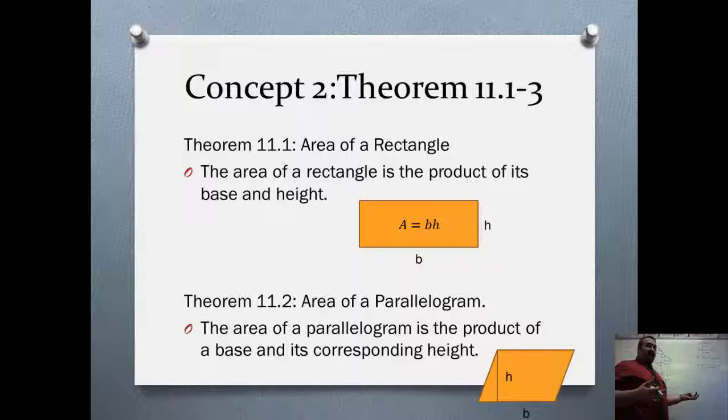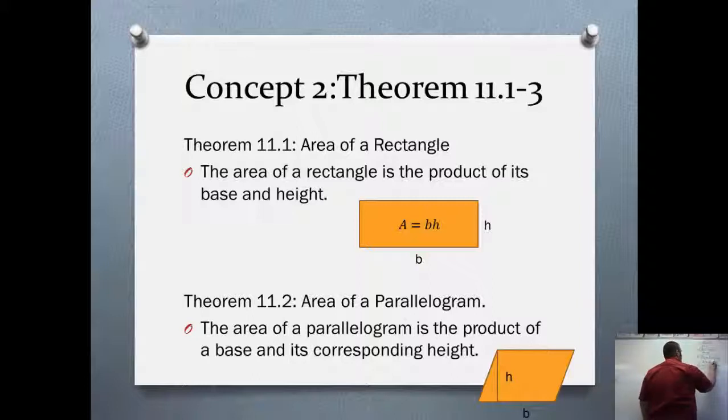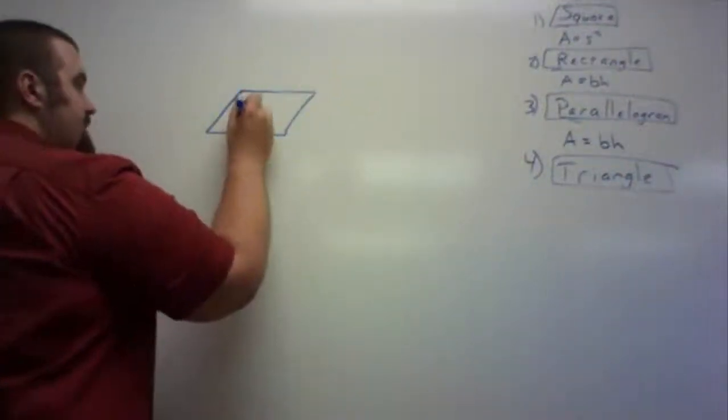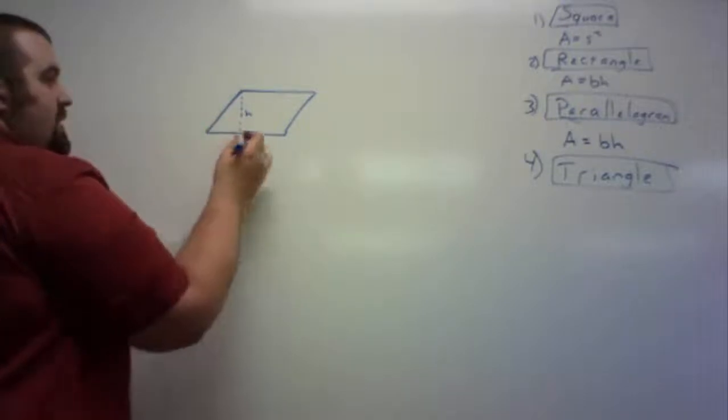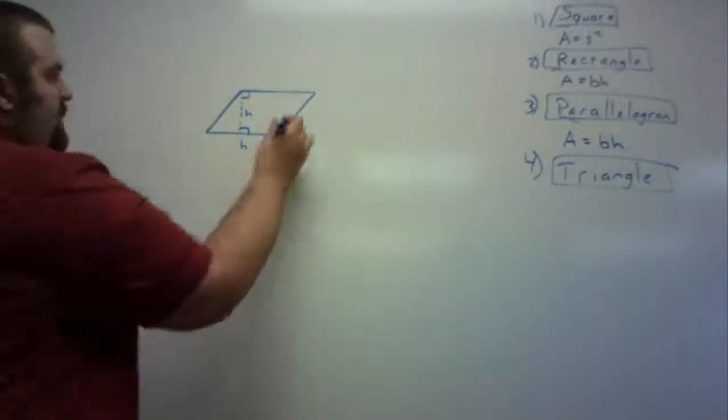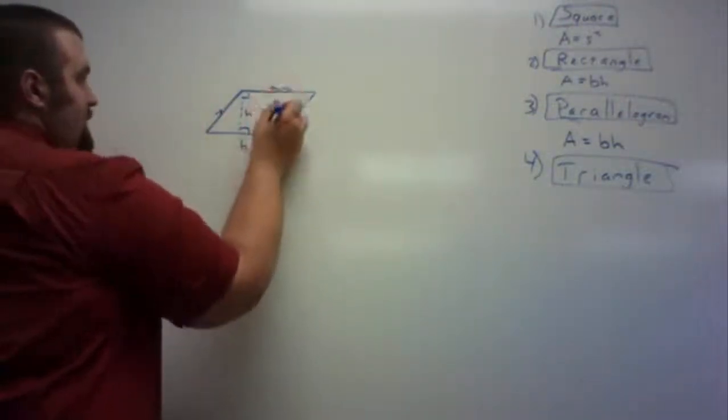Now, there's something actually kind of neat about theorem 11.2. When we look at a parallelogram, it actually has the same exact formula as the area for a rectangle. Area equals base times height. Well, here's the idea. If I have a parallelogram, and this is my base, and dot, dot, dot, this is my height. Well, I know that the height has to be a right angle here, right angle here. And these sides are parallel, and these sides are parallel.